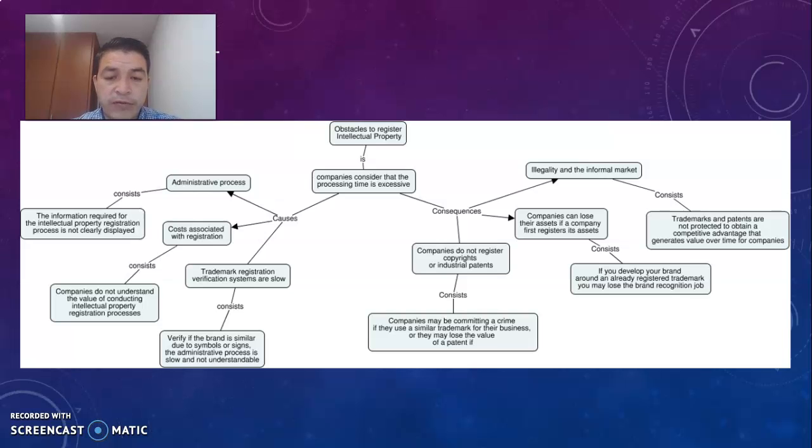The consequence of companies not registering is non-compliance with industrial patents. Companies might commit a crime if they use a similar trademark for their business. They might also lose the value of patents. Companies can lose their assets if another company registers first.